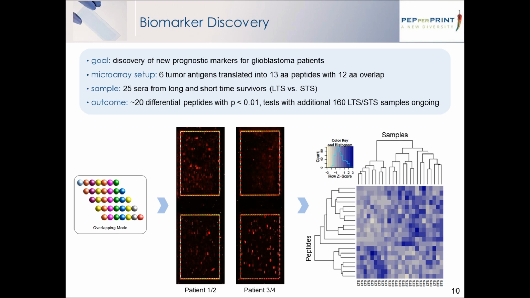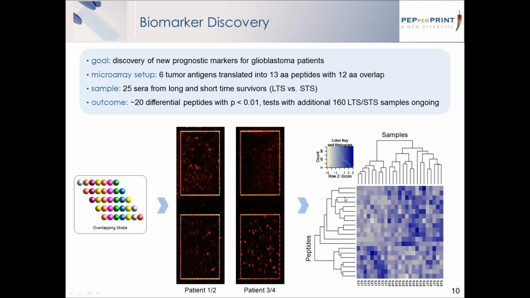Another biomarker study was carried out using a custom peptide array to analyze the serum profile of glioblastoma patients. And here we compared long versus short time survivors with the aim to identify new prognostic markers. Each PEPperCHIP peptide array contained 6 tumor antigens, which were translated into overlapping peptides. 2 array copies were printed on each slide, and we then tested 25 serum samples and found 20 significant peptides. You can see them here.